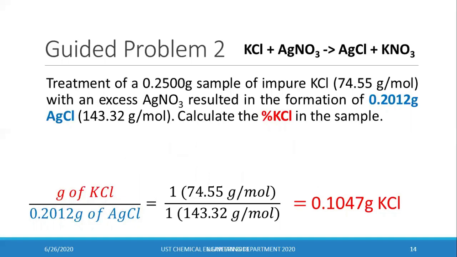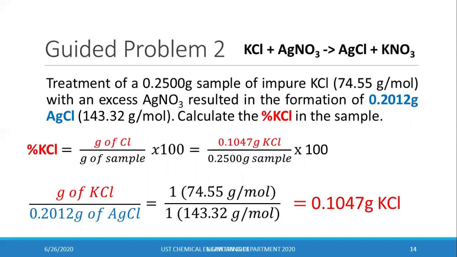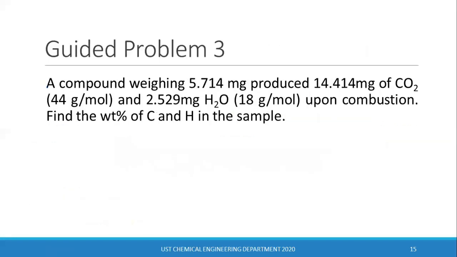Looking at the problem, we are looking for the percent KCl in the sample. Recalling the formula for percent KCl and substituting the calculated mass of the potassium chloride and the given mass of the sample, we will get 41.9% KCl. So now we have already solved guided problem 2. Let's try to solve again another guided problem.